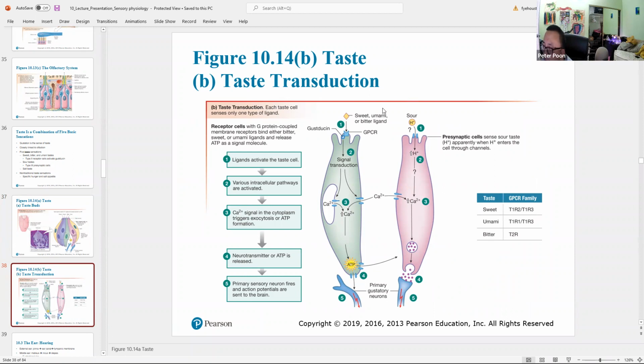It's all the same thing. Sour, sweet, umami, and bitter bind to specific protein ligands here, and that triggers a calcium response. Sour is acidic. Acidic things taste sour. Acidic things also have H plus. So H plus is what goes through the membrane and causes the same calcium release and causes the neurotransmitter release here.